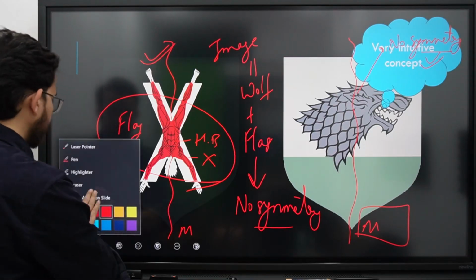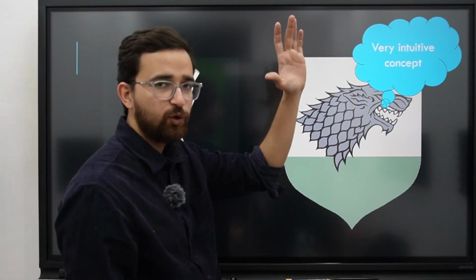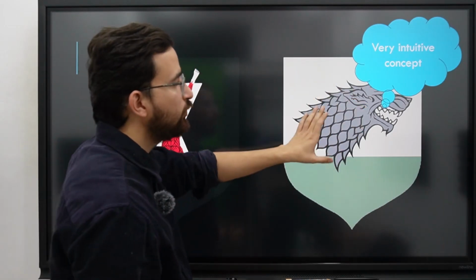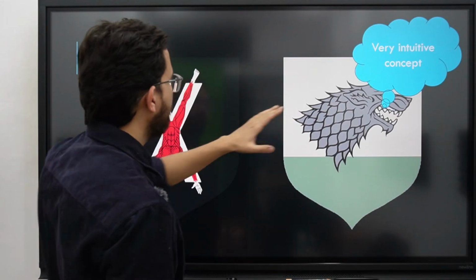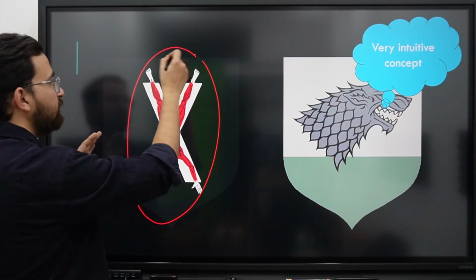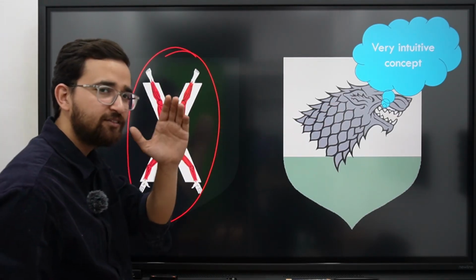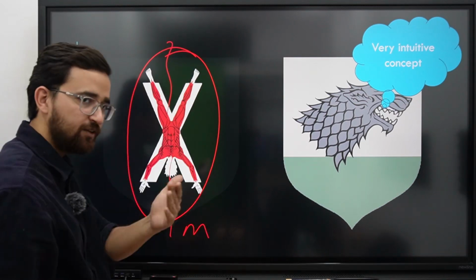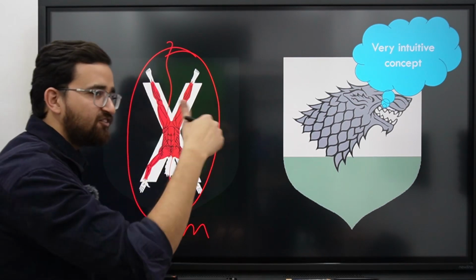So we have already talked about this. It is a very intuitive concept. Even when you looked at this wolf, intuitively you knew that there is no symmetry going on. When you looked at this human being, you intuitively knew that there is some kind of symmetry. We talked about what kind of symmetry? A mirror plane symmetry. So symmetry is a very intuitive concept.